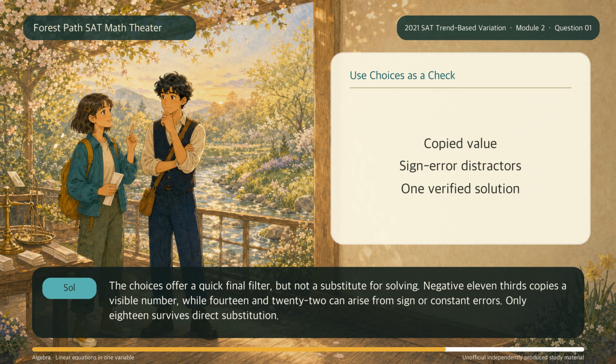The choices offer a quick final filter, but not a substitute for solving. Negative 11 thirds copies a visible number, while 14 and 22 can arise from sign or constant errors. Only 18 survives direct substitution.